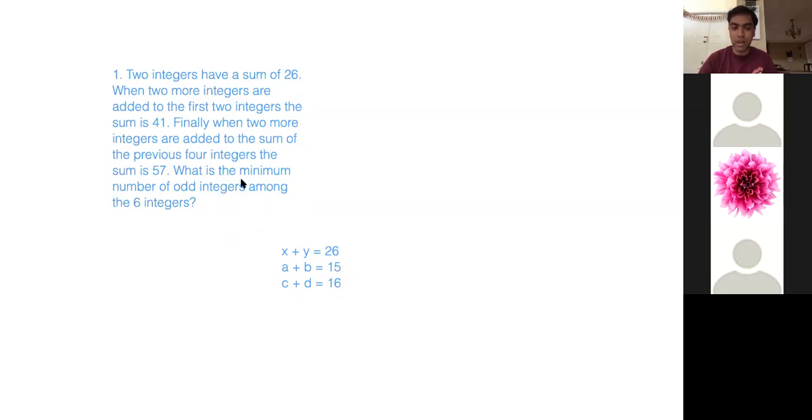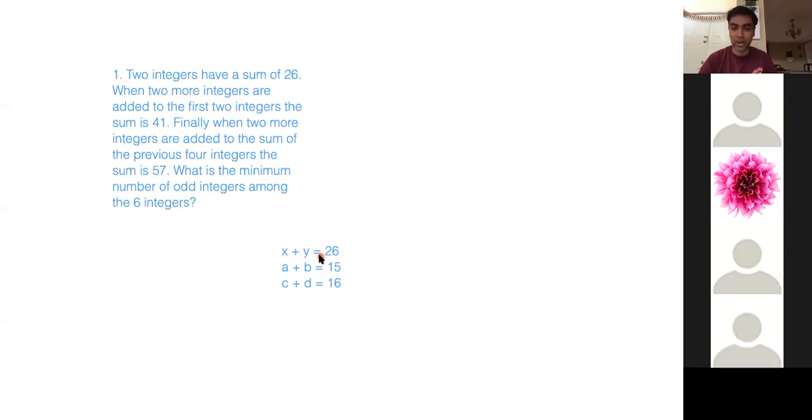So if you want the minimum number of odd integers, ideally we want to make them all even, right? If I have two numbers that sum to 26, they can both be even. So that's not a problem. If I have two numbers that add up to 16, they can also both be even, so I don't need an odd number there. But when I have two numbers that add up to an odd number, one has to be odd and the other has to be even. So in this 15, one of these has to be odd. So the minimum number of odd integers of these 6 would be 1.